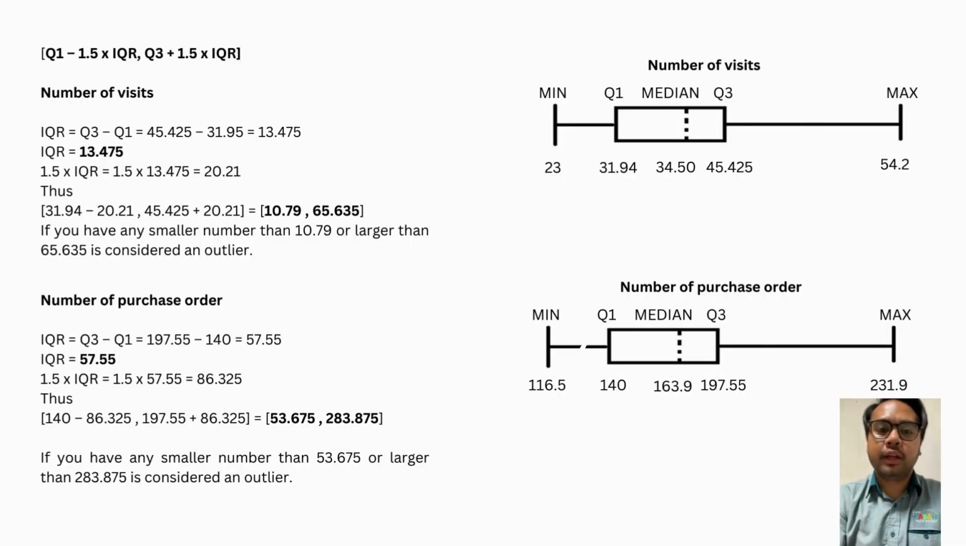After that, we need to calculate the lower limit and the upper limit for both number of visit and purchase order. The formula for the lower limit is Q1 minus 1.5 times IQR, while for the upper limit is Q3 plus 1.5 times the interquartile range IQR. The formula for the IQR is Q3 minus Q1. By calculating the lower and upper limit, we can identify the outliers for both number of visit and purchase order. After determining the outliers, we can draw the box plot for both.